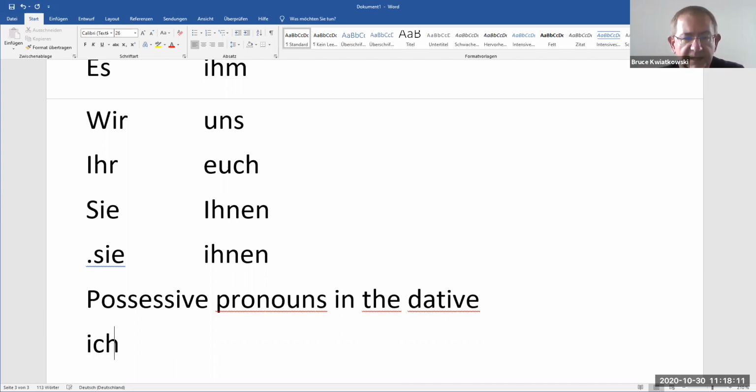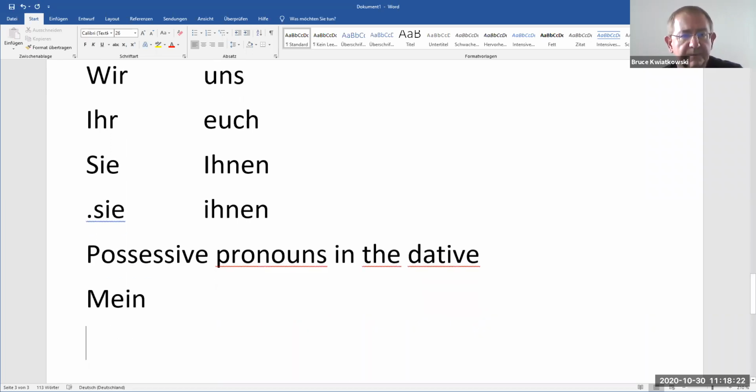For ich, well, let's start with mine. That's going to become, for the masculine, hold on one moment. Okay, we'll share again here.